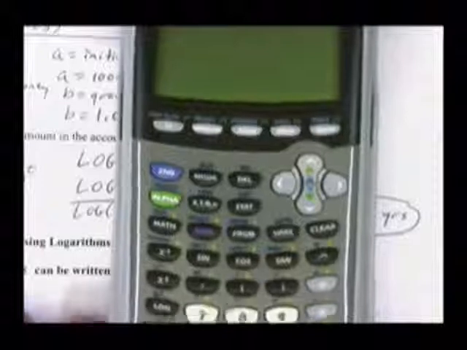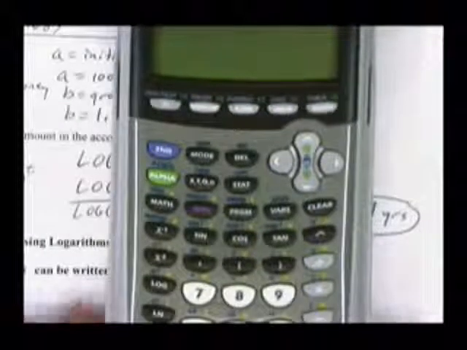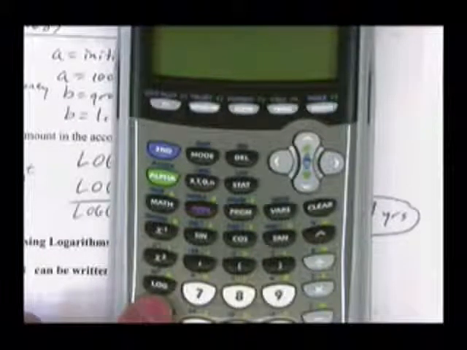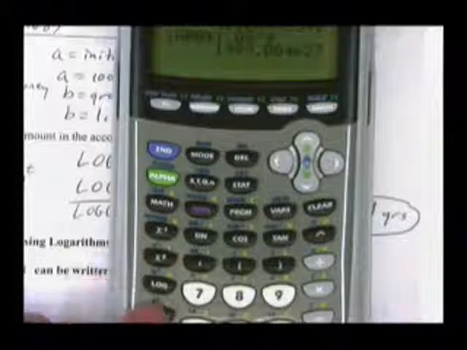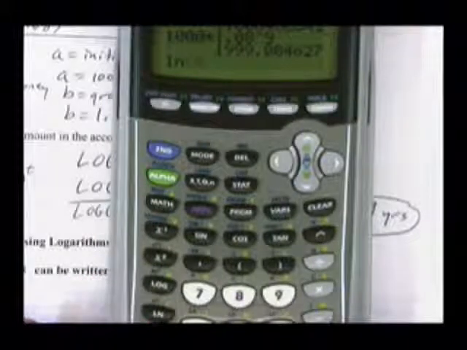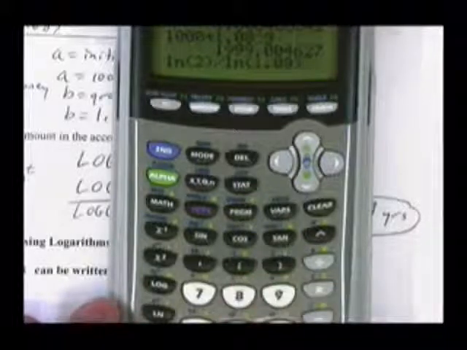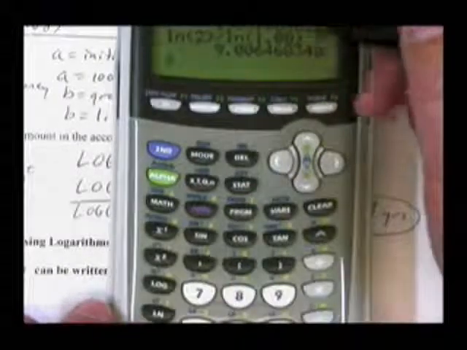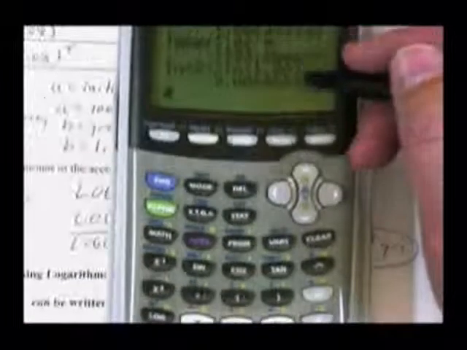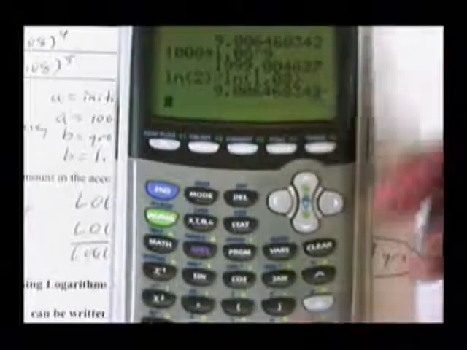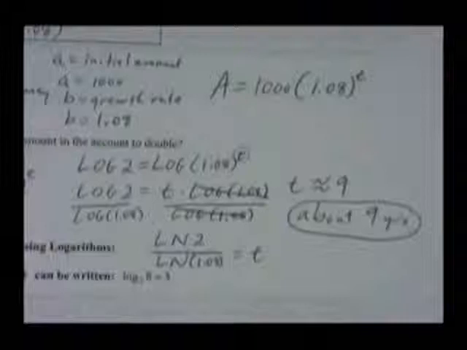So if I was to do this again with ln instead, so ln, oops, turn it on, ln of 2 divided by ln of 1.08. We should get 9 again. In fact, notice these answers are identical. Okay, so it doesn't matter which of those buttons you use, they're both going to work the same way.